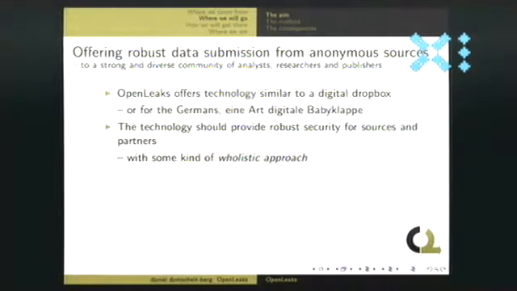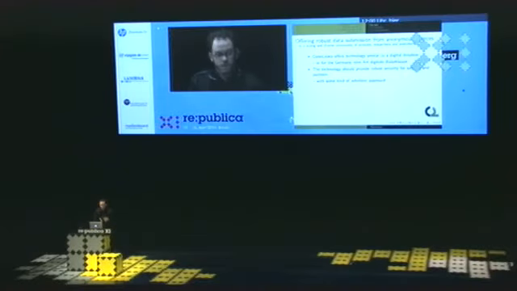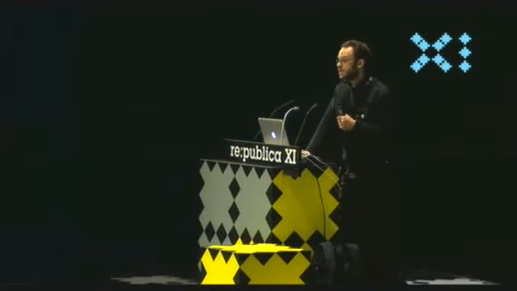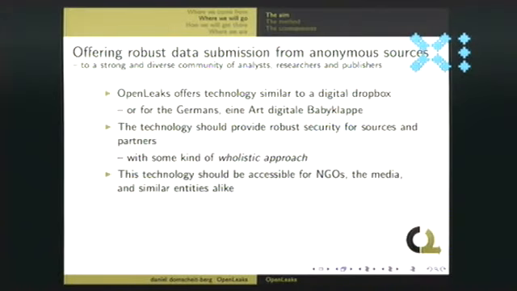We're looking at this, and there's a typo in here, with some kind of holistic approach. So what we are trying to build is a solution that is not just addressing putting online a website where you can upload something, but that is actually looking at these requirements in a holistic way, and that is trying to build a solution looking at the bigger picture here. So technology that we are developing should be accessible for NGOs, for the media, and for similar entities alike. So this can be all sorts of projects that are working with an interest to inform the public. That is basically the scope that we are looking at here.